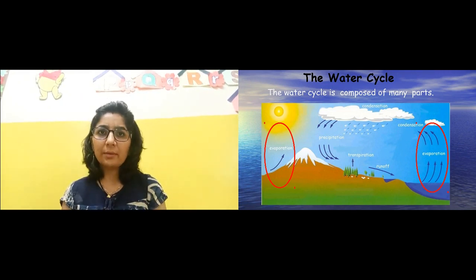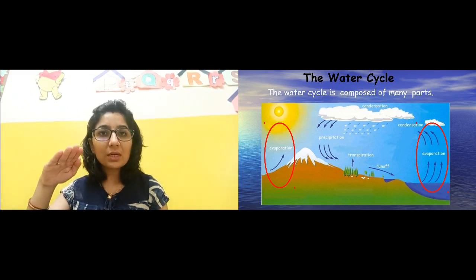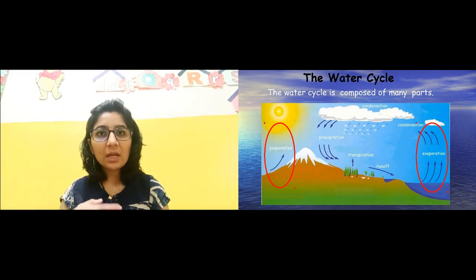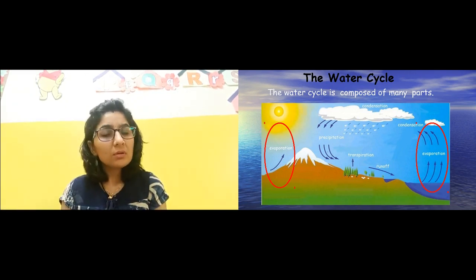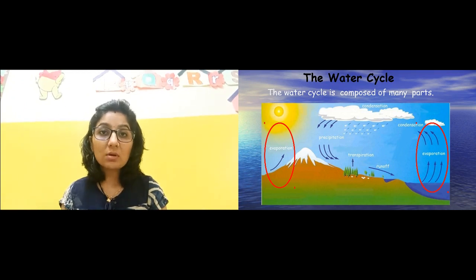So how does it rain? OK, you must have seen the water in the river, the water level in the river gets down, and then again the river will just flow with a lot of water. How does it happen? So that is the water cycle.